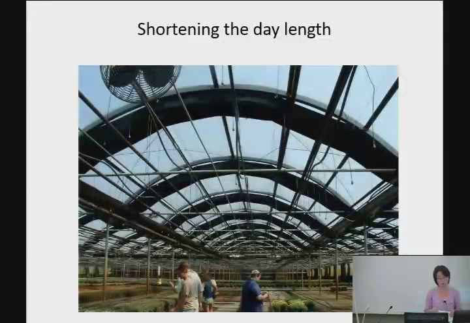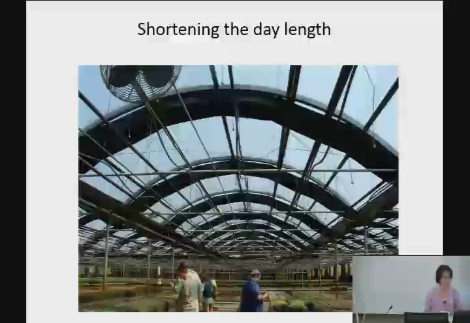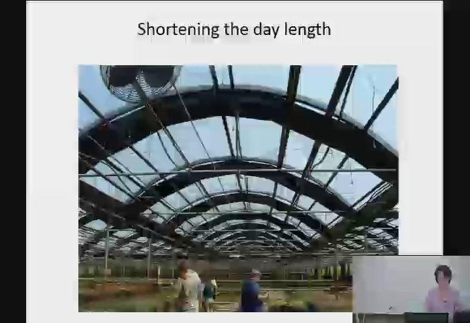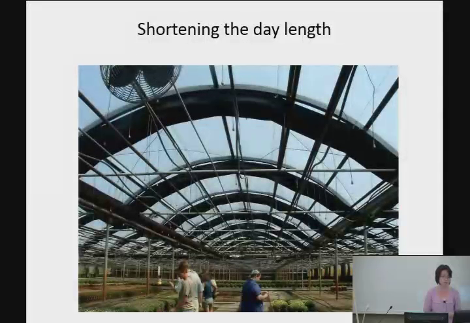So usually growers do early in the morning, a few hours, closing the curtains like this. So those are the blackout curtains. And then also at the end of the day, when the sun is already low, they pull the curtains again, and then make the total day length shorter.